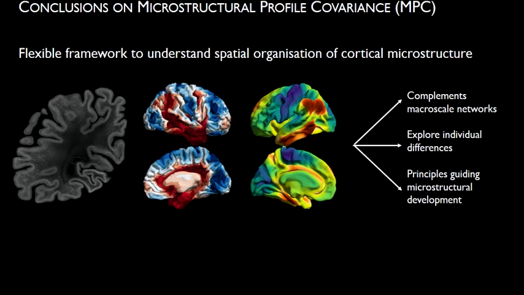I thought the microstructure in particular seemed to be something we were struggling to bridge this gap with. Also, I think that because it looks like the functional gradient, if we start looking at individual levels, individual gradients, we maybe can relate this to individual characteristics and look at aberrations in different psychological and neurological disorders. And finally, I'm personally really interested in neurodevelopment. So I'm going to start using this data to look at the principles that guide microstructural development and see if we can gain some more understanding by using this microstructural profile covariance.